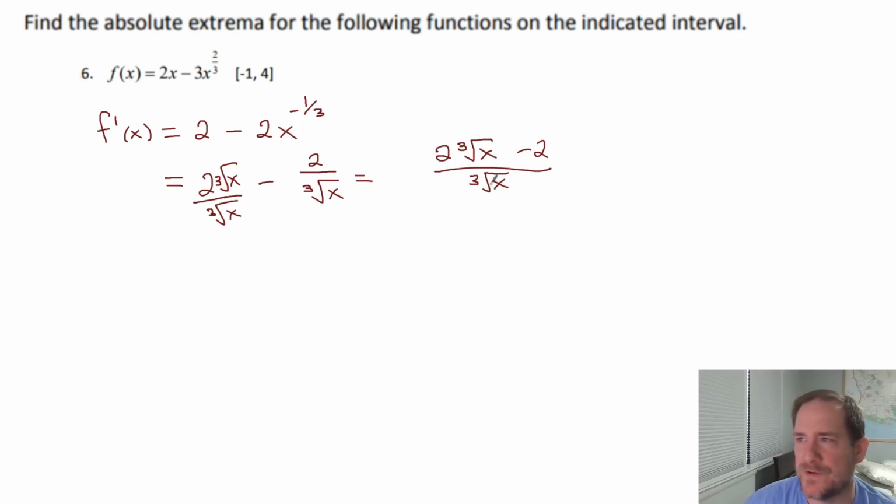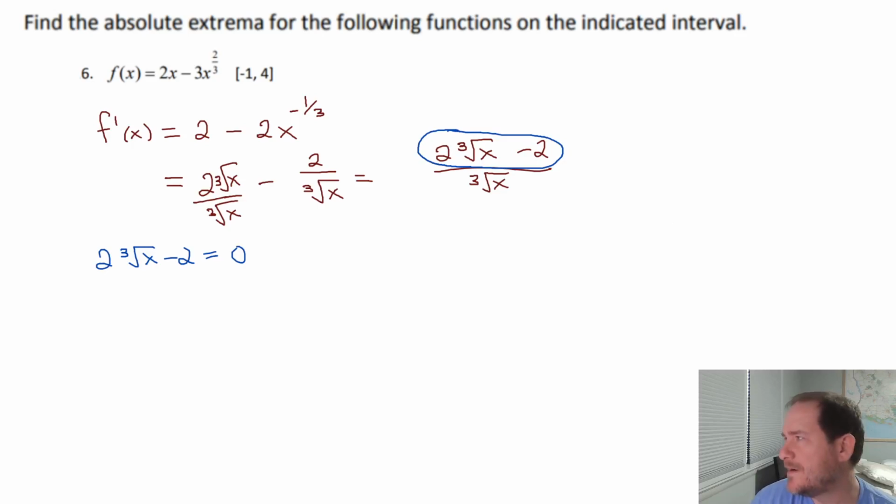So to find the critical values now, we said that we'll take the numerator and set it equal to 0, and that will generate critical values. So if 2 times the cube root of x minus 2 equals 0, then that'll generate critical values. But we also take the denominator, and if the cube root of x ever equals 0, then our whole first derivative is undefined, but that makes critical values also. So we want to solve both of these equations.